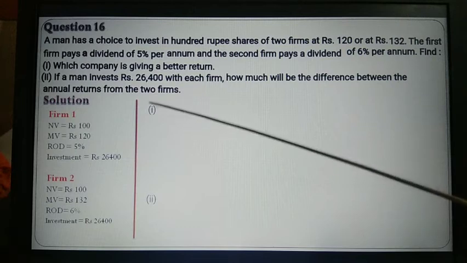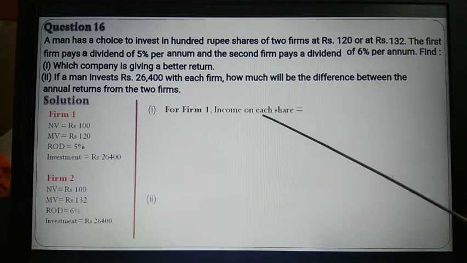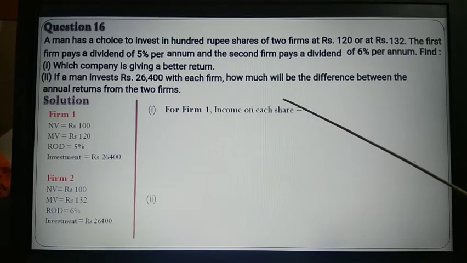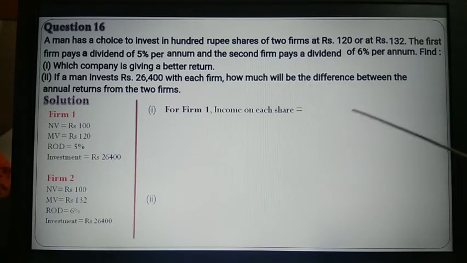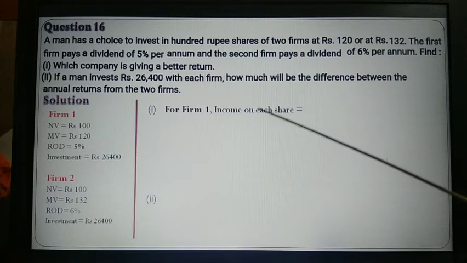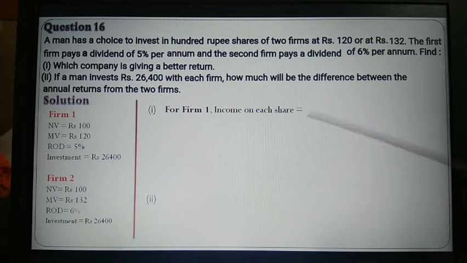Now let us find which company is giving a better return. In the first firm, the income on one share: each share means the number of shares is 1, so I'm going to find the annual income for one share. It is number of shares into rate of dividend into nominal value. The number of shares is 1, the rate of dividend for the first firm is 5%, and the nominal value is rupees 100. So it will be 1 into 5% into 100, which equals rupees 5.